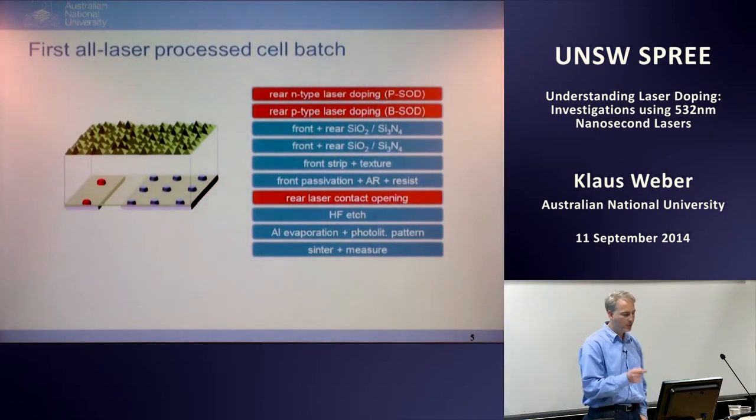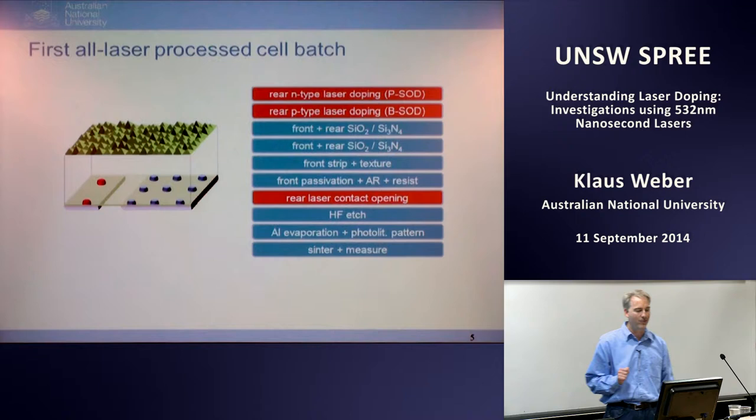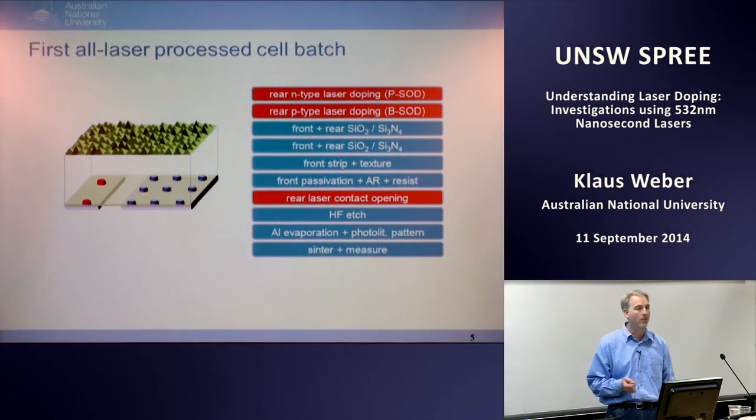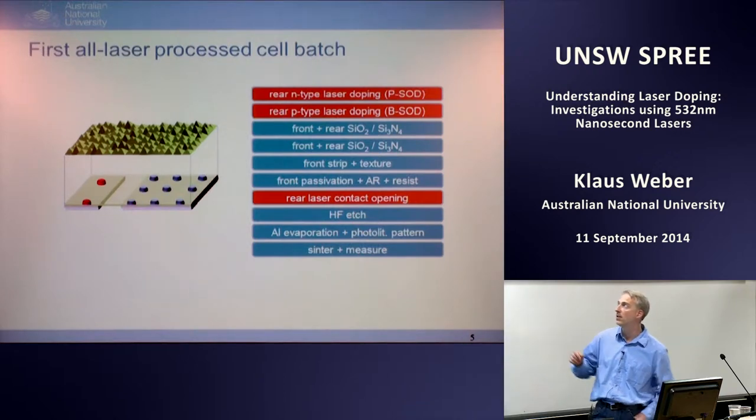Once again, this is the last one that I'll present for a while that was lifted from Andreas's talk. He presented some results on some initial batches that we made at the ANU of all laser doped IBC cells. So you can see here the process. The idea is, we're still using spin-on dopants, which might or might not be practical if you wanted to do this in an industrial setting.